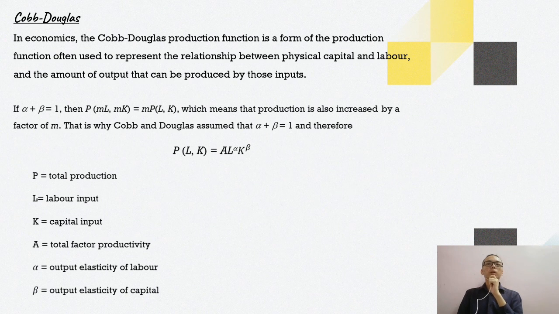If alpha plus beta equals 1, then P(mL, mK) equals mP(L, K), which means that the production is also increased by a factor of m. That's why Cobb and Douglas assume that alpha plus beta equals 1, and therefore P(L, K) equals A L^alpha K^beta. P is total production, L is labor input, K is capital input, A is total factor productivity, alpha is the output elasticity of labor, and beta is the output elasticity of capital.